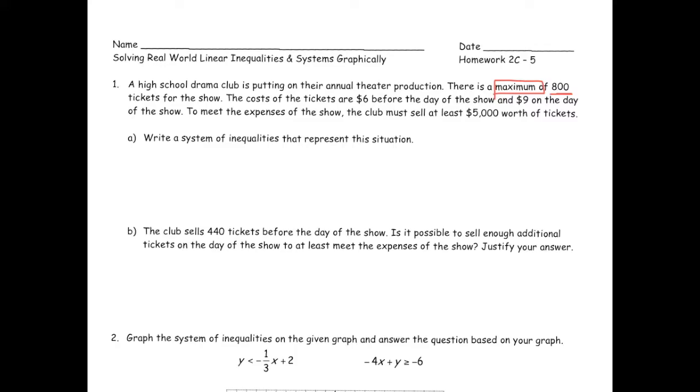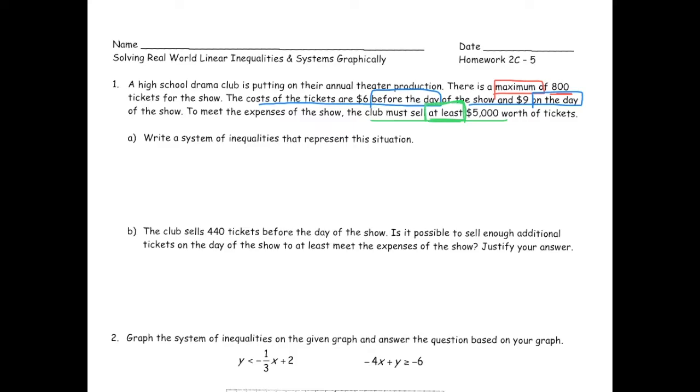Now, the cost of the tickets are as follows: $6 for before the day and $9 on the day. Okay, so we know there's a maximum of 800 tickets for the show. There's two different types of tickets. So those 800 tickets are composed of some tickets sold before the day and some tickets sold on the day. And this final piece here: to meet the expenses of the show, the club must sell at least $5,000.